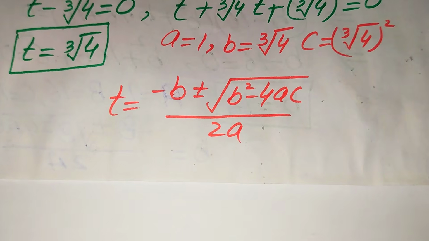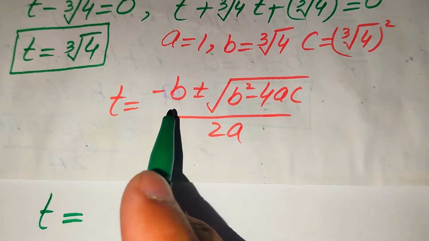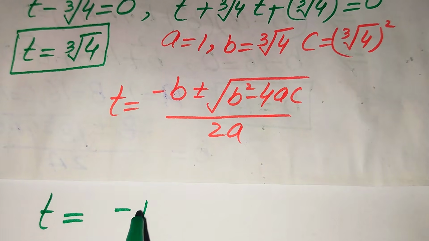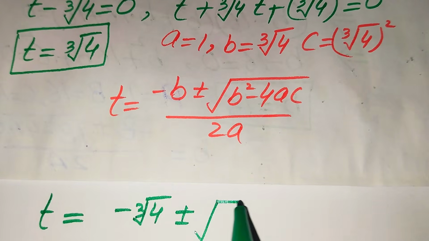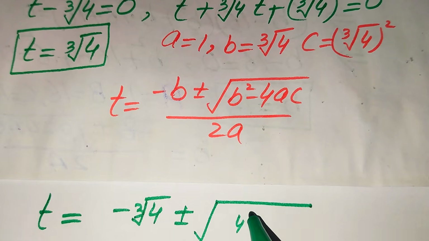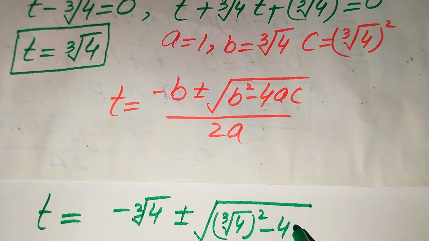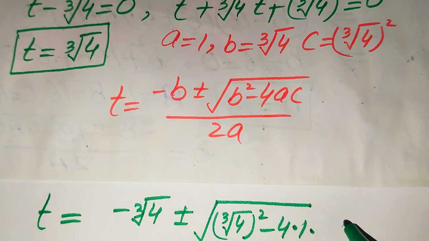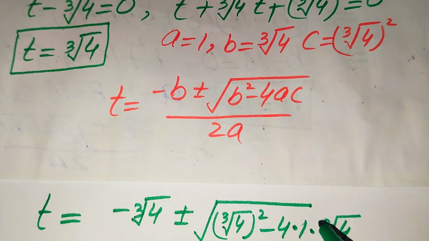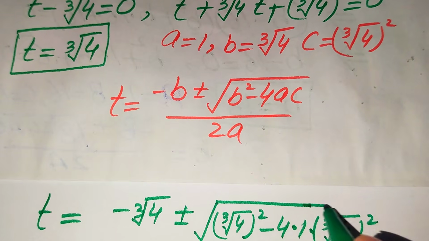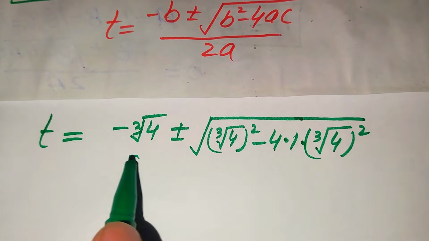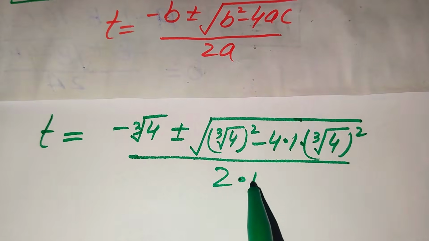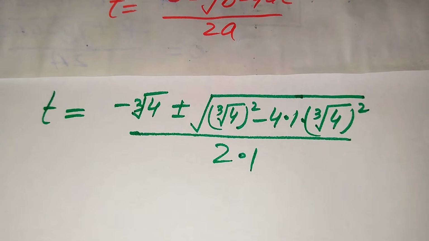And here we need to substitute all the values of a, b, and c in this formula, and it will be written as t is equal to minus b, the value of b is cube root of 4, and plus minus square root of b square. So b is cube root of 4 and its whole square, minus 4 times a, where a is 1, and c is cube root of 4 and its whole square, and it is divided by 2 times a, and here our a is equal to 1.